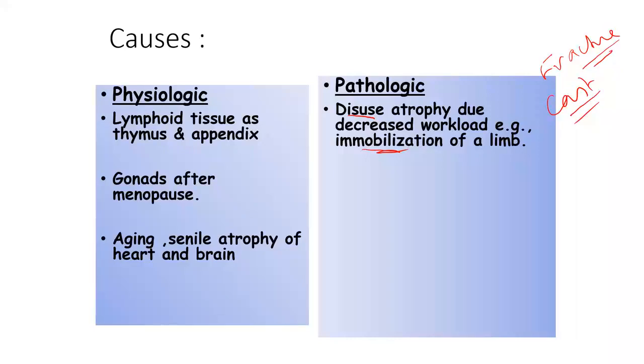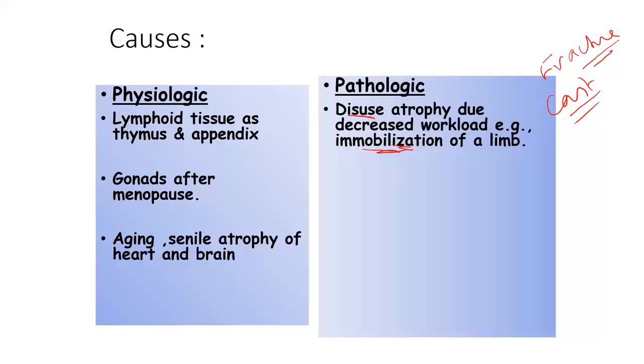So when you remove the cast, you are going to find that this limb is smaller than the other one because atrophy occurred in the muscle. Of course, after reusing the limb, it will go back to normal again because it is a reversible change here.